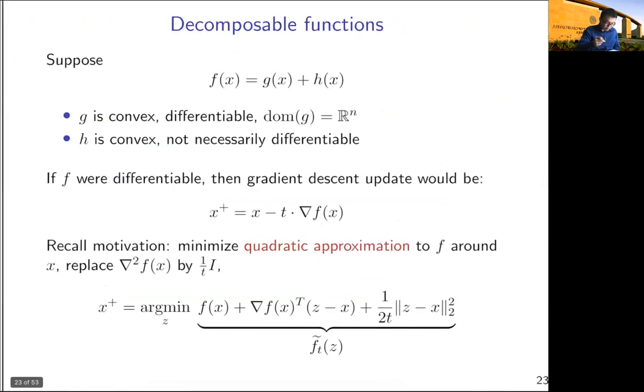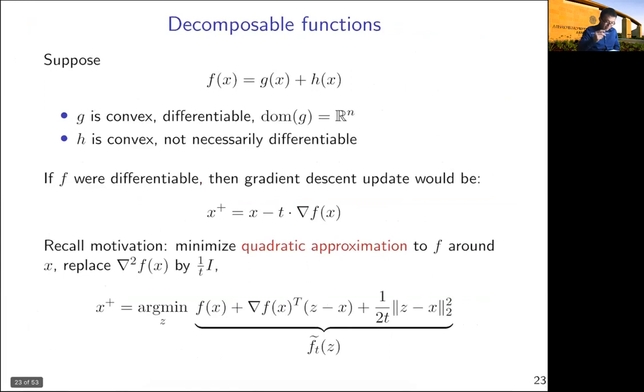Okay. So examples of this include, of course, L1 regularized logistic regression, when this is the one norm and this is, say, the logistic loss. So here's how the algorithm works.